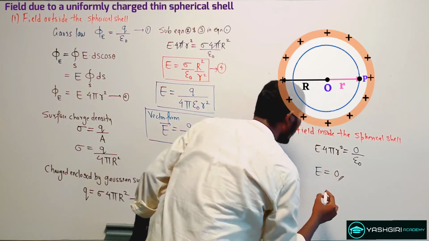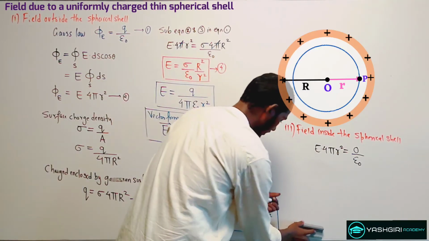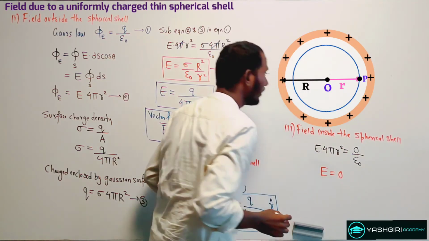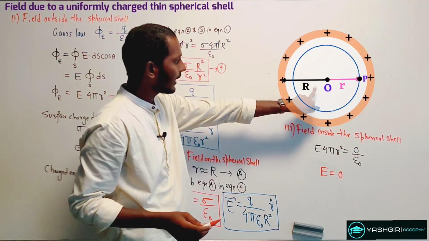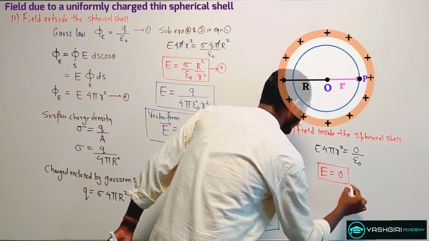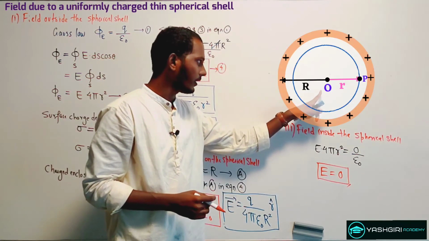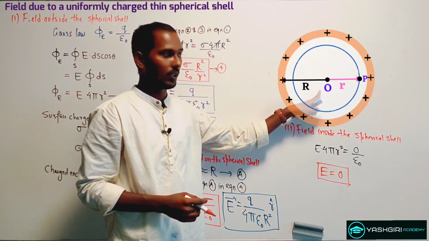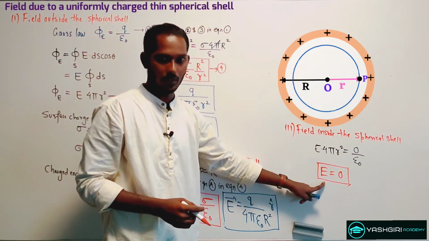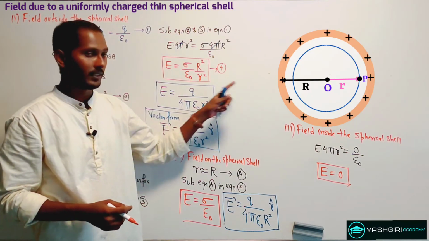So here clearly I can say that the electric field is E equal to 0. So that's the important point. So here the electric field we are getting is 0. Why? Because you don't see any charge enclosed by the Gaussian surface. So if we calculate the field inside this thin spherical shell, at all the points inside the shell, you will be getting 0. Okay, so these are the 3 different cases of this thin spherical shell.